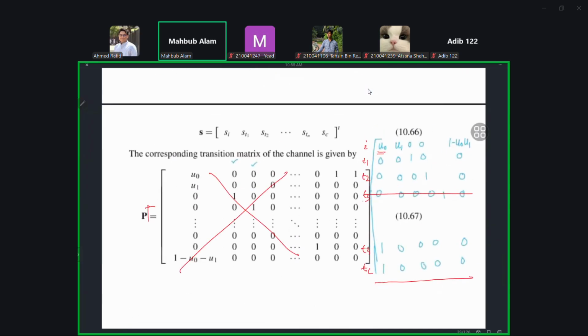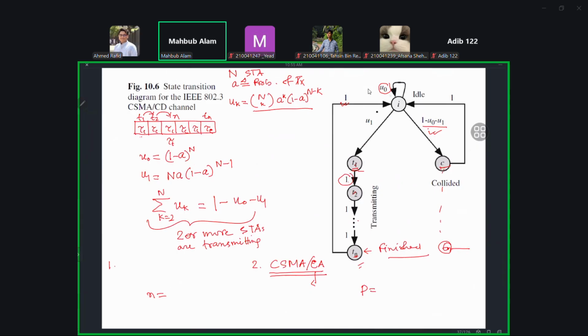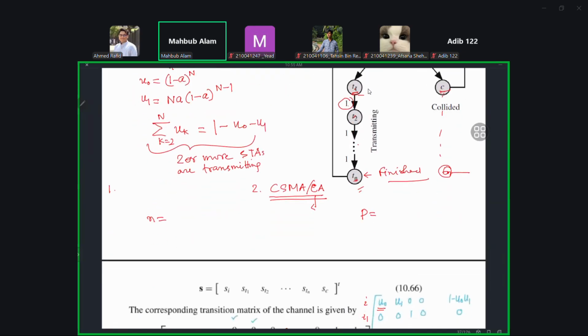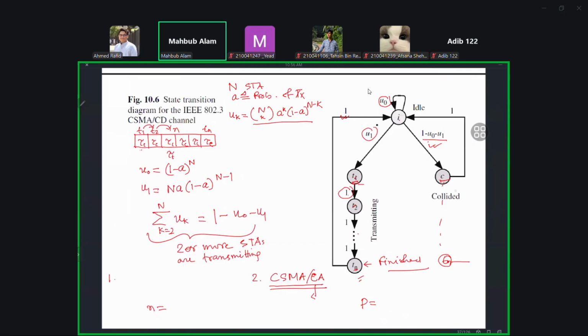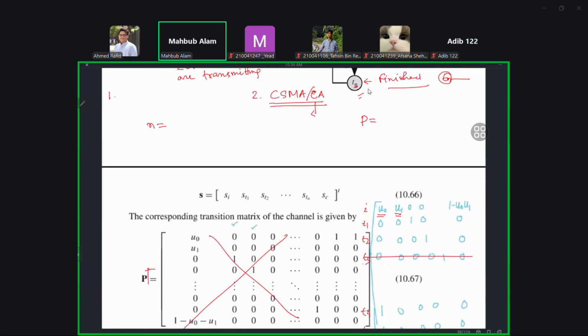Okay. If the current state is idle, then the next state will be idle with probability U0. If the current state is idle, the next state will be T1 with probability U1. So we have U1 here. If the current state is idle, the next state will be a collision state with probability 1 minus U0 minus U1. And we have two other states. You can consider this is idle, this is T1, this is T2, this is T3, and this is TC, a collision state.